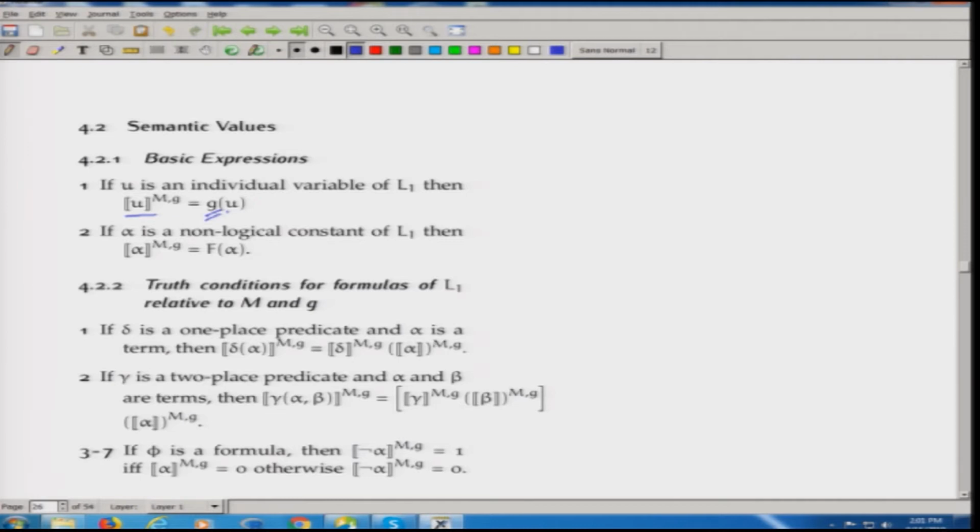If alpha is a non-logical constant of L1, then its meaning, its reference is given in our text. So, there is no problem. The index, that is m comma g, is very important. We will learn about it a little later, not now. So, truth conditions for formulas of L1 relative to m and g. Now, we will see these.